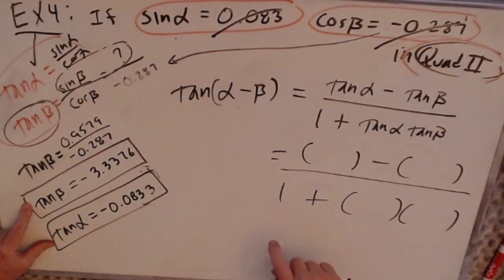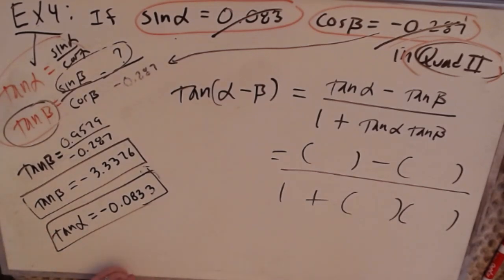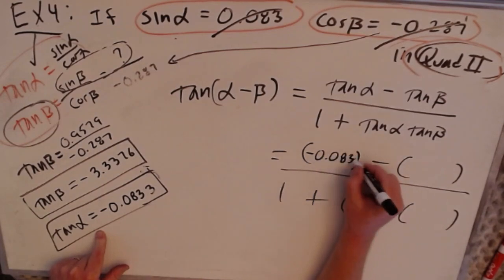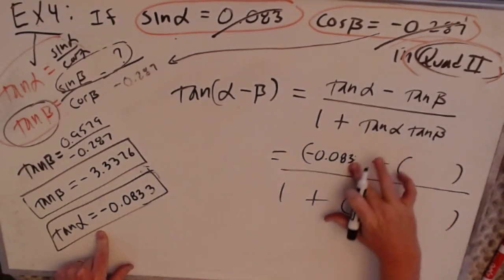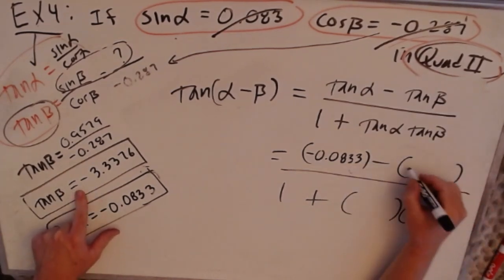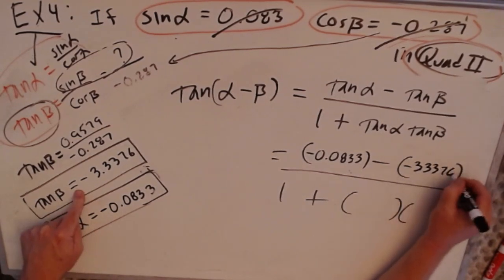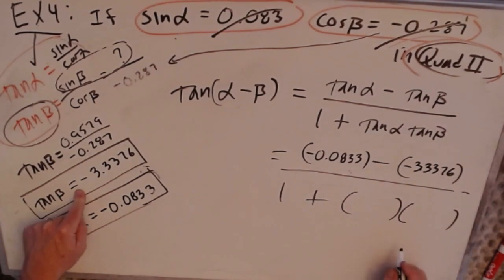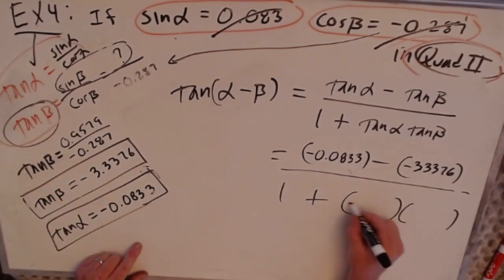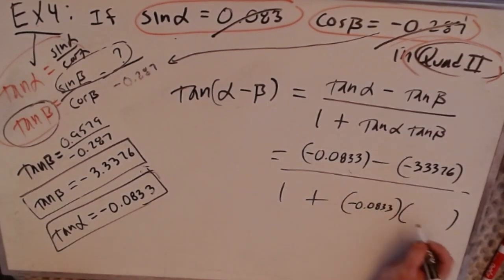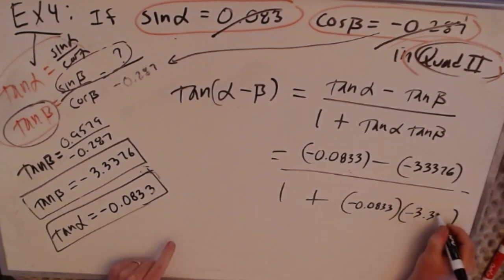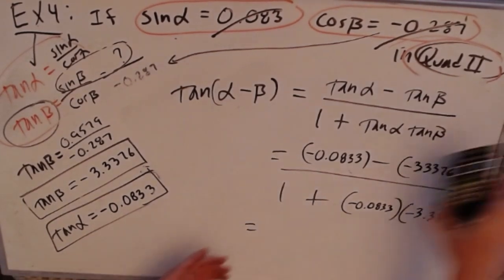Don't use sine and cosine, unless you're using that other unsimplified version, which you certainly can. So you've got tan alpha, which is negative 0.0833. You've got tan beta, negative 3.3376. You've got 1 plus tan alpha, so negative 0.0833, and tan beta, negative 3.3376. It's the same numbers. And now it's just a calculator problem.